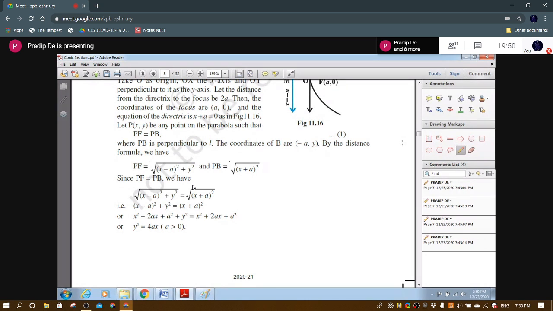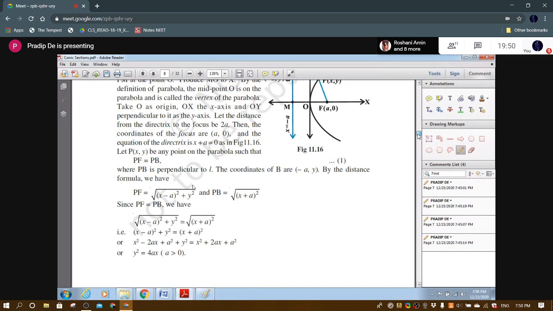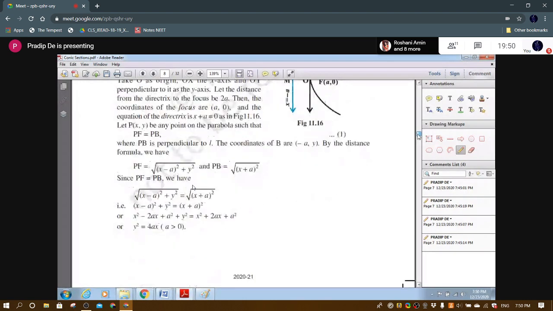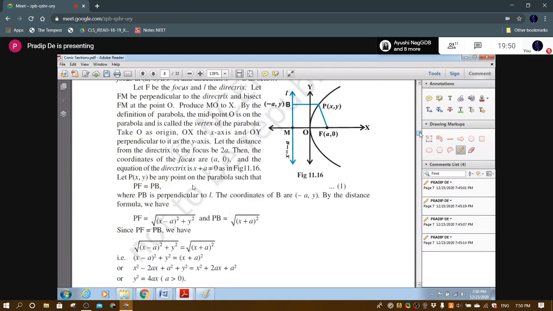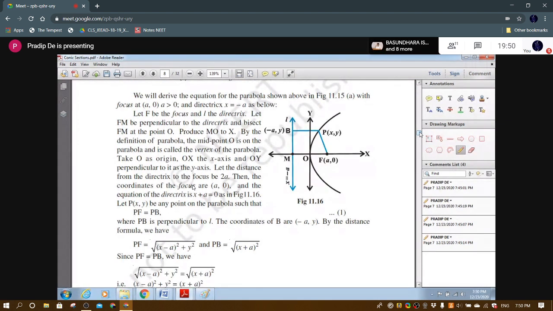Any question here up to this? Up to the equation of parabola. What is a, how the equation was derived, or any name of any part of the parabola? Yes. Sir, can you hold up one second? Which one? So the figure 11.16. Okay, okay. Yes, sir. Okay.